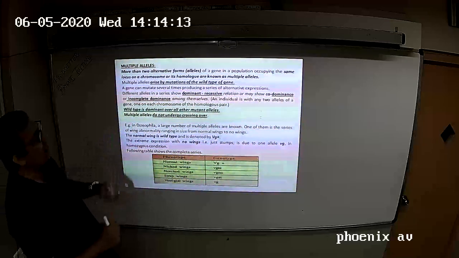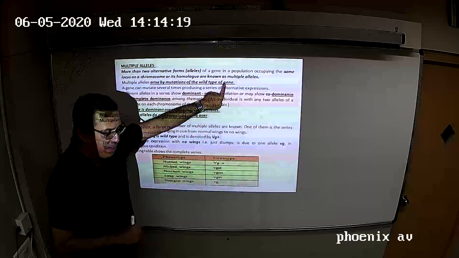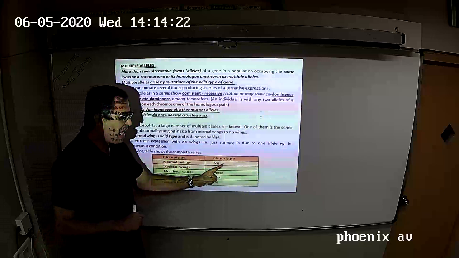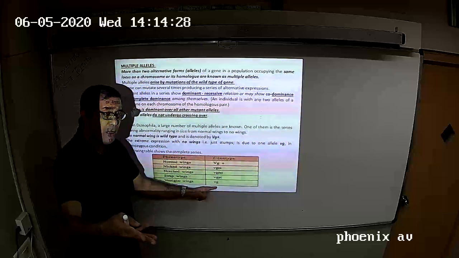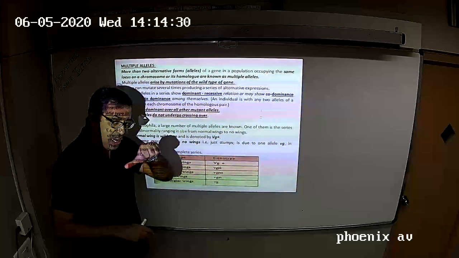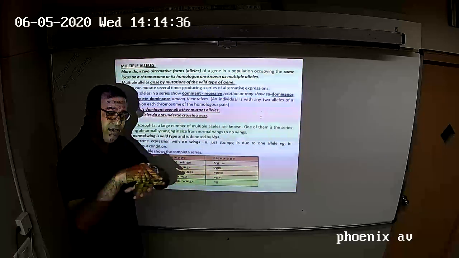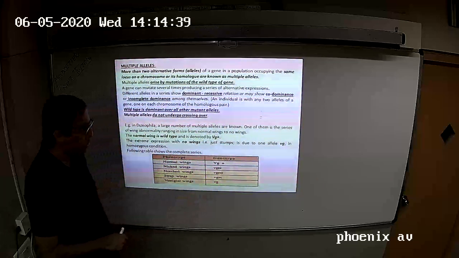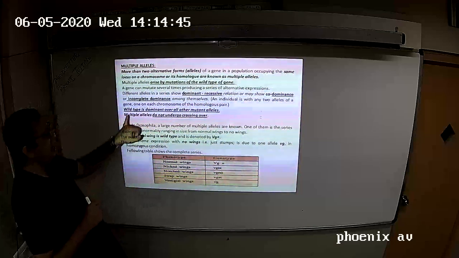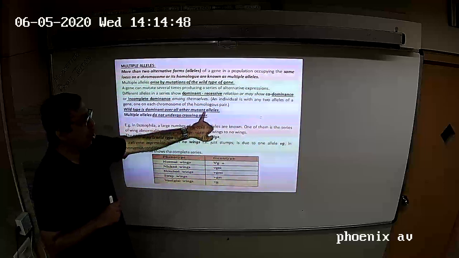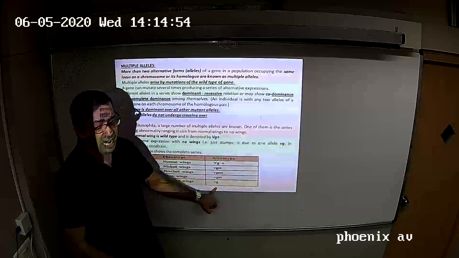Now, what will happen is this. Multiple alleles arise by mutations of the wild type gene. So the normal wing Vg plus is the wild type, and by its mutation these four different types of multiple alleles are formed. So instead of one, we have five different types of alleles: Vg plus, VgNi, VgNo, VgSt, Vg. These are five different types of multiple alleles, all produced by a mutation of the wild type of the gene. And wild type is dominant over all the mutant alleles. So sir, Vg plus becomes dominant over all the other types of alleles.